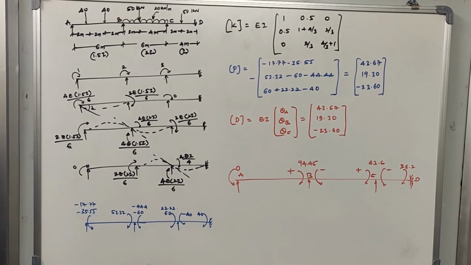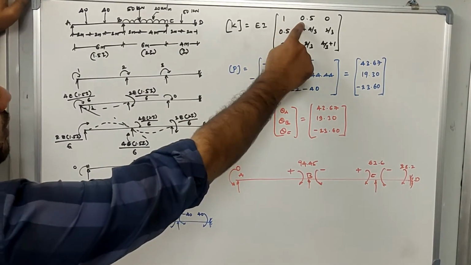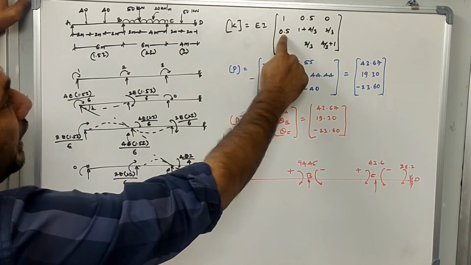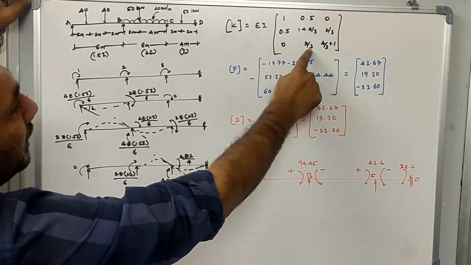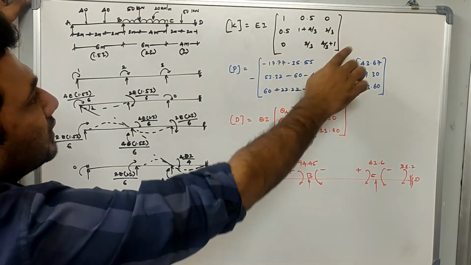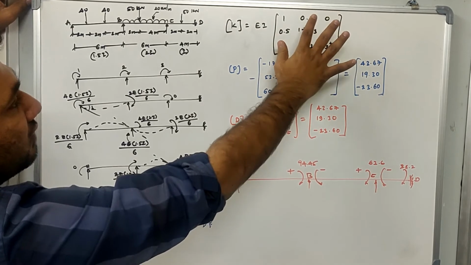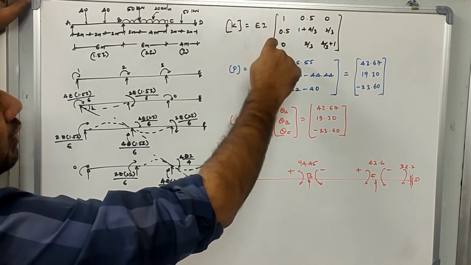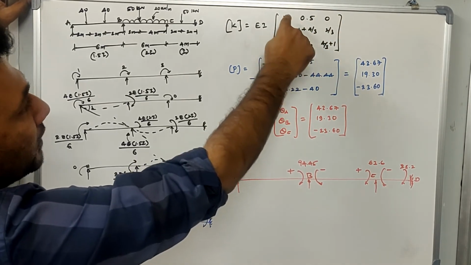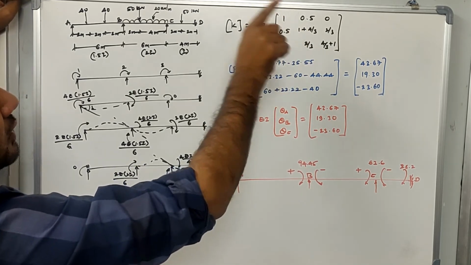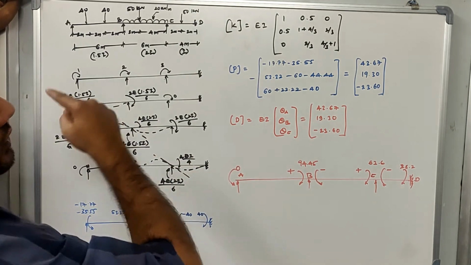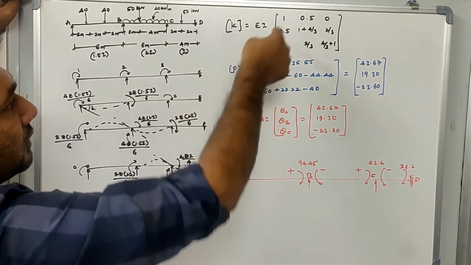So how do you solve the stiffness matrix? Now this is the stiffness matrix that I have written. So we'll have K11, K12, K13, K21, K22, K23, K31, K32, K33. Okay, so these are the values of stiffnesses that we have to write here. Now first let us go one column at a time. The first column will be written based on the application of unit rotation at the first coordinate, and then the forces that are generated at all the coordinates. That is what we will refer to here.